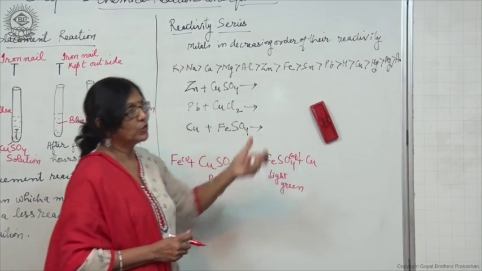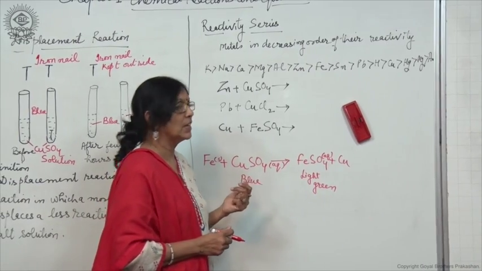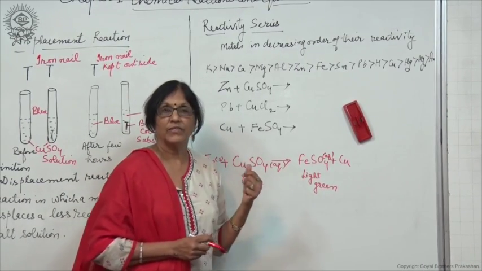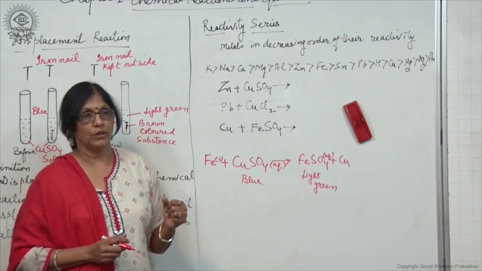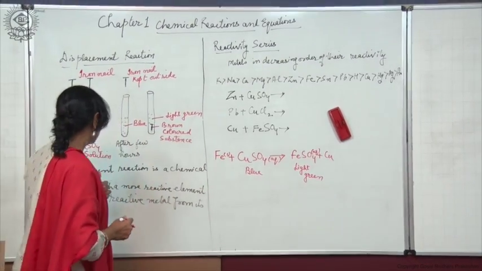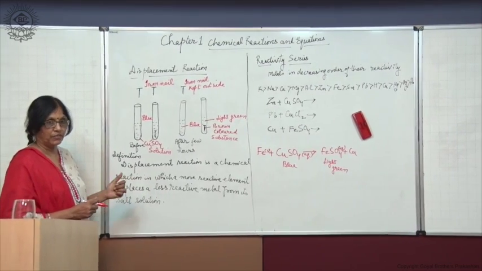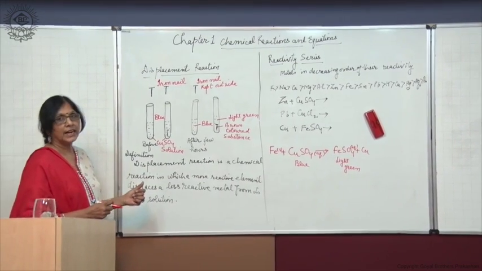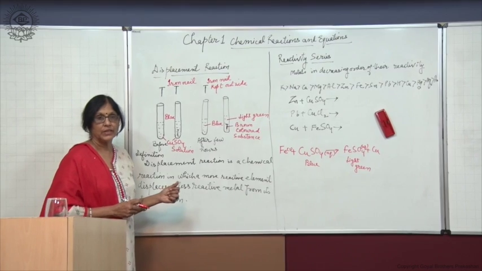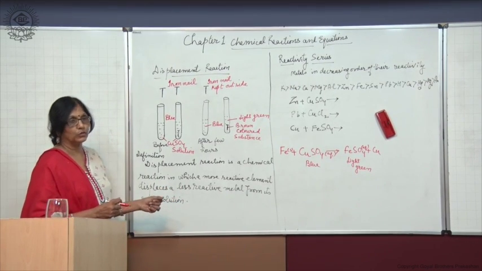So, if we know the order of the metals in decreasing order of their reactivity, we can predict whether the reaction will occur or not. So, now we can define displacement reaction. Displacement reaction is a chemical reaction in which a more reactive element displaces a less reactive element from its salt solution.